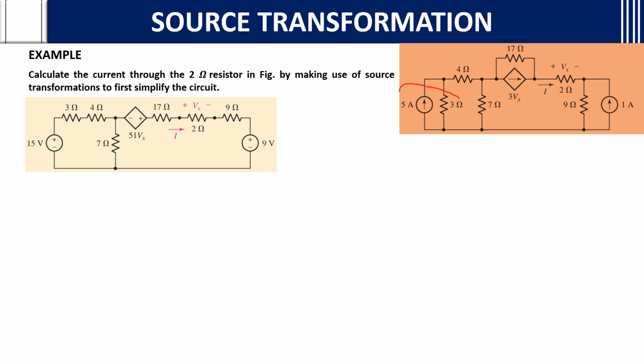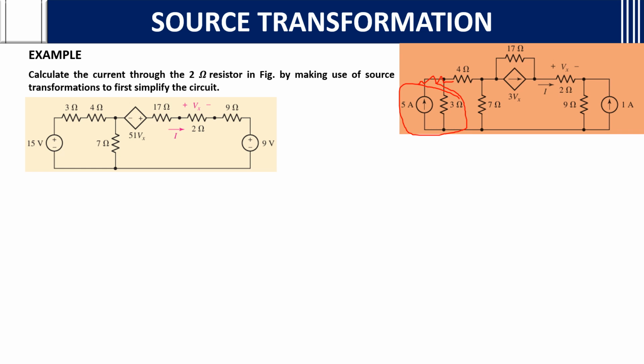This current source is connected in parallel with 3 ohms, so we can convert it into a voltage source. 5 A, V is equal to IR, so 5 times 3 is 15 volts. Then it is in series with a resistor. This resistance will be taken off, because we are converting a current source into a voltage source. We will get 3 ohms here. Then next 4 ohms, and all other connections will be the same.